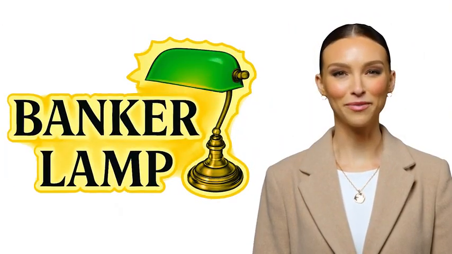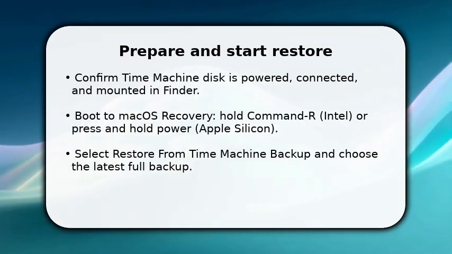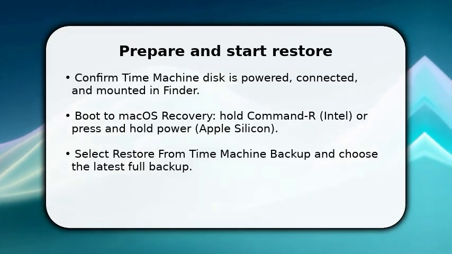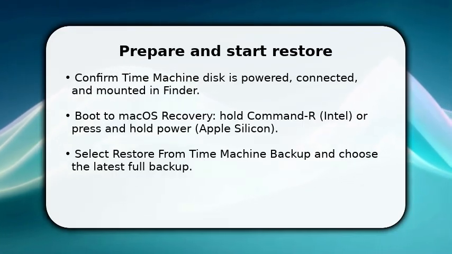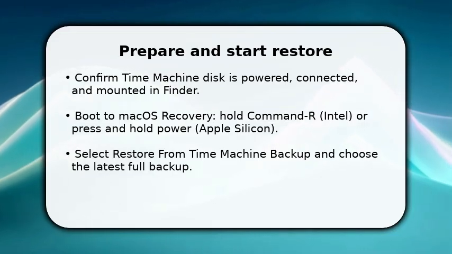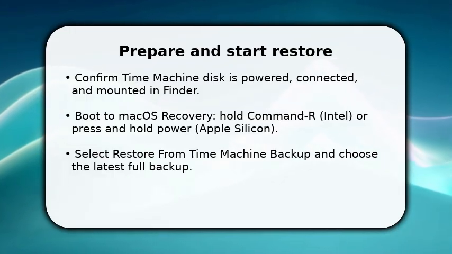Please enjoy the video. You begin by ensuring the Time Machine disk is online and mounted. This prevents errors during file transfer. Once done, restart into Mac OS Recovery, Command-R for Intel, hold the power button on Apple Silicon, and choose Restore from Time Machine Backup. You must pick the correct backup set and target disk. Selecting the wrong volume overwrites data.